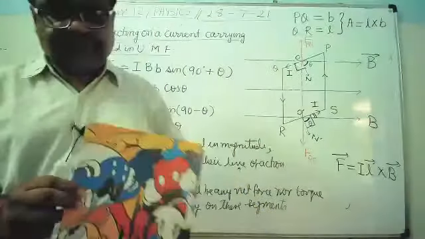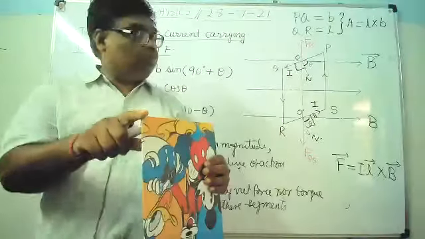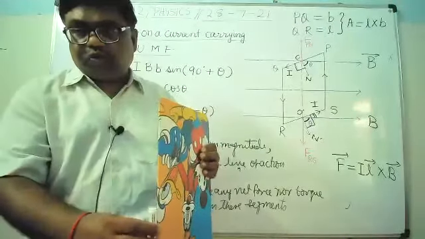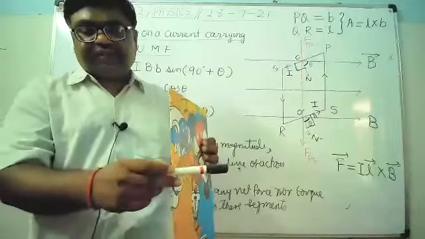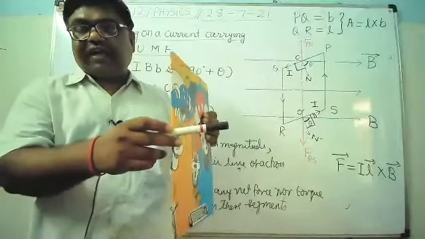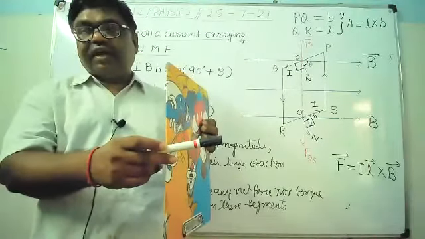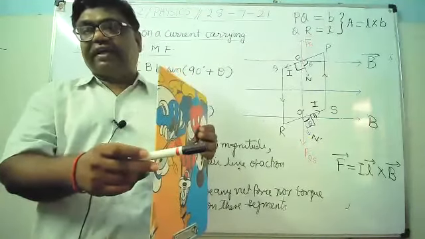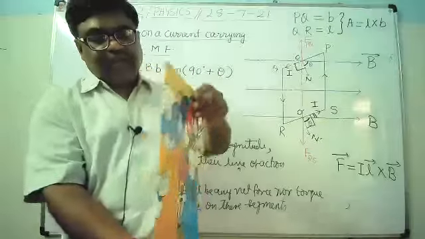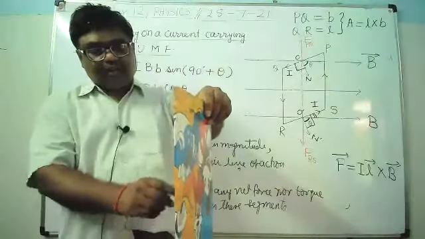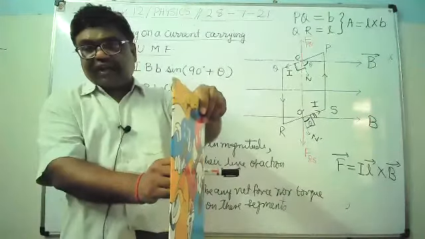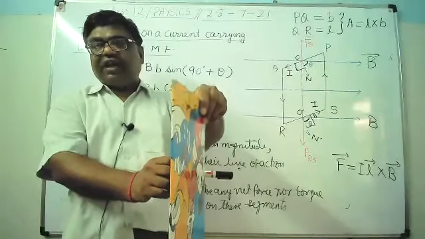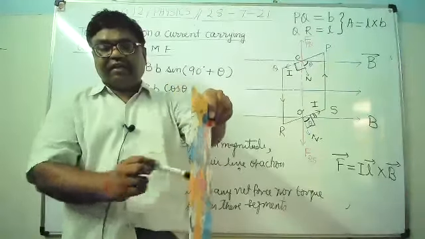So you can see here, this is PQ and then this is QR. Here you can see the current is flowing downward. The magnetic field is like this. What is the angle? The angle will be 90 degrees. The angle between I and B will be 90. Similarly, on this side, the current is flowing upward and the magnetic field is in that direction. Here also, the angle theta between I and B will be 90.